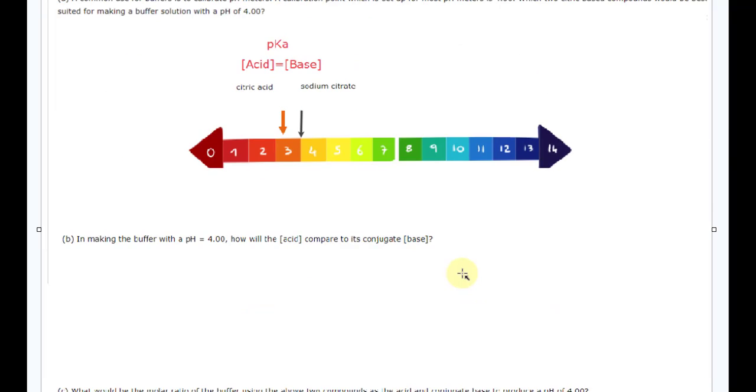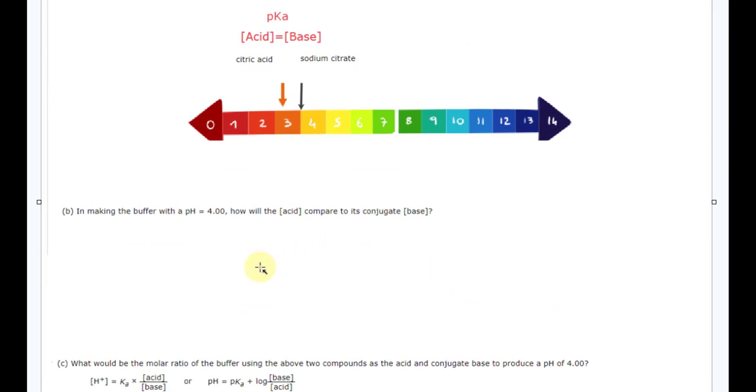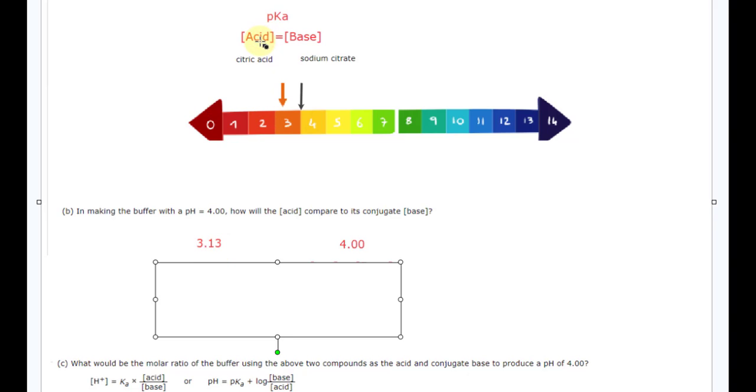In making a buffer, how will the concentration of the acid compare to the concentration of the base? Well, 3.13 is where we're at right now if we have equal acid and base, but we want a pH of 4, so we're going to have to get more base.